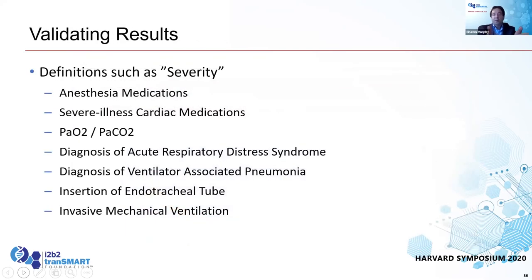And so we put a lot of work together in terms of trying to understand what different things in the chart could be used as definitions of severity. So things like anesthesia medications, indicating that you're in the ICU, cardiac medications that would be used in the ICU, arterial blood gases, and so forth.